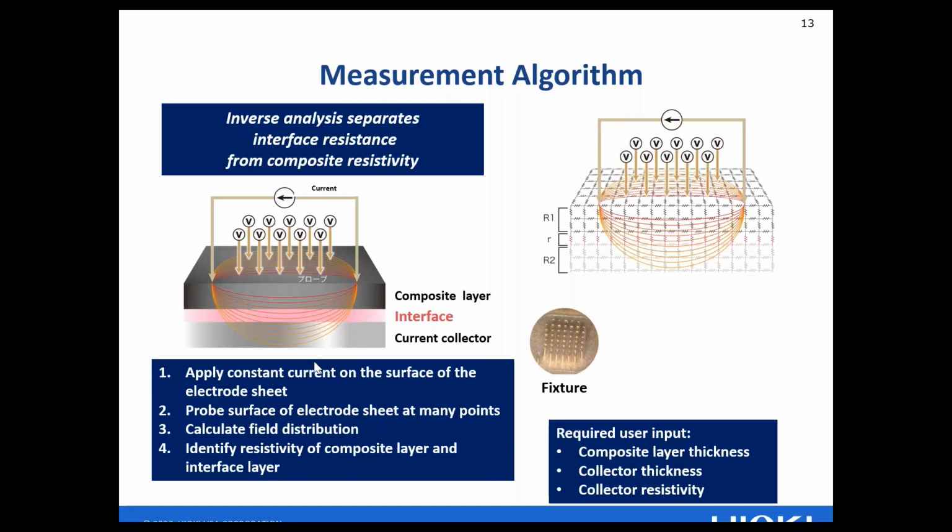The nice thing about this method is that as a user, the only thing you need to know is the physical thickness of the composite layer, the physical thickness of the collector layer, and the collector resistivity. And with this information, you can calculate, based on the electric potential measurement, the tool gives you the resistivity of the composite layer.